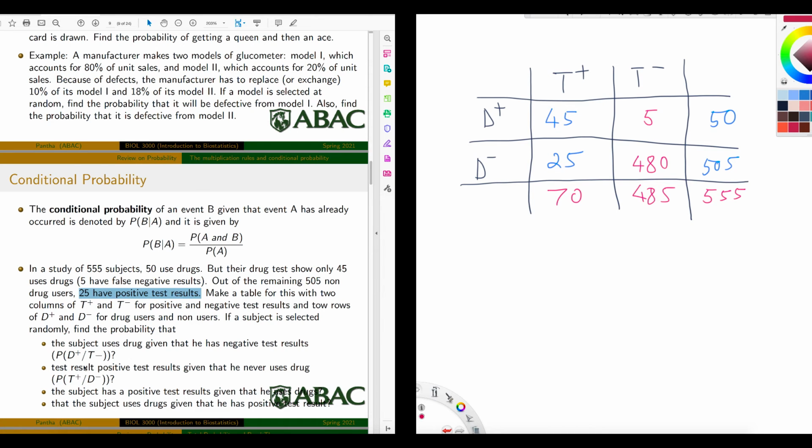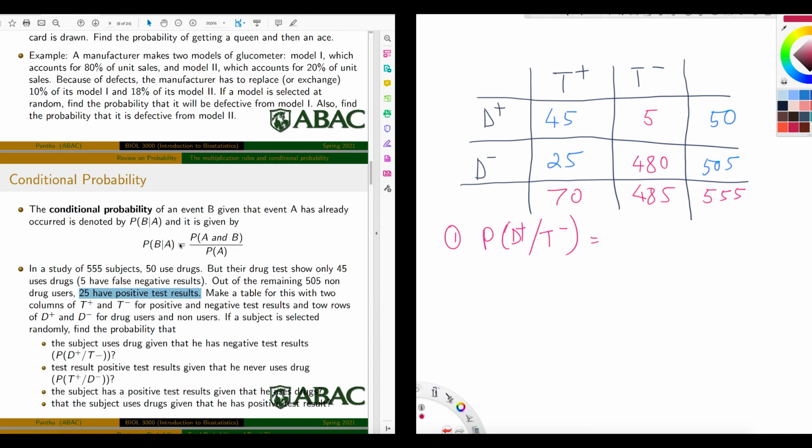We did that. Now number one is, if a subject is selected randomly, find the probability that the subject uses drug, that means D plus, given that he has a negative test result, T minus. Probability of drug users from the negative test result people. That's what it is saying, right? If you pick a person randomly, what is the probability that that person is a drug user, given that he has a negative test result?